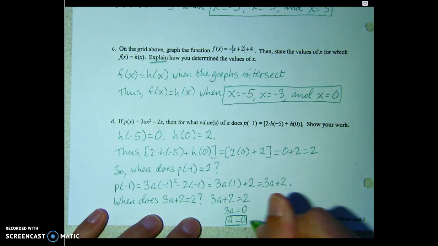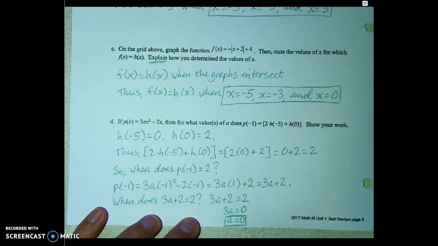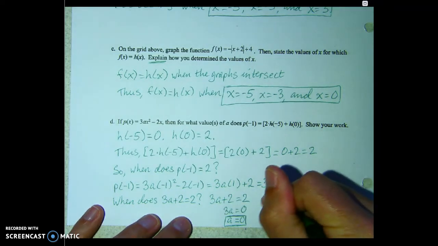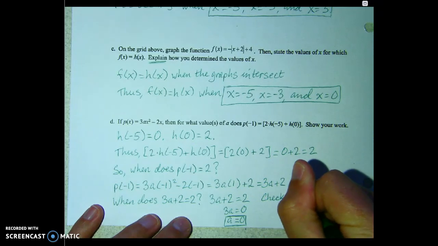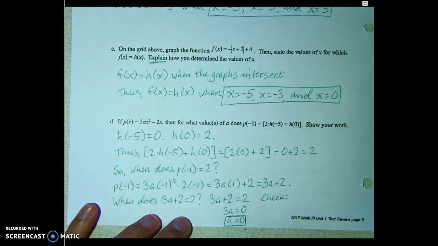All right, I'm just about out of space at the bottom here. 3a plus 2 equals 2 when a is 0. So we can kind of check it here, right? 3 times 0 plus 2, does that equal 2? Absolutely. All right. But I'm going to check it back in the original equation just to be sure.